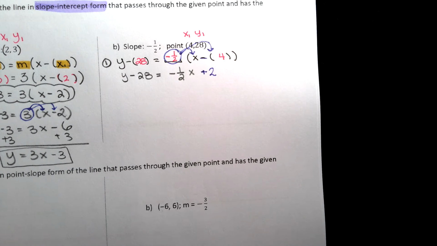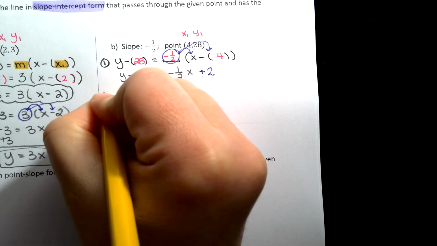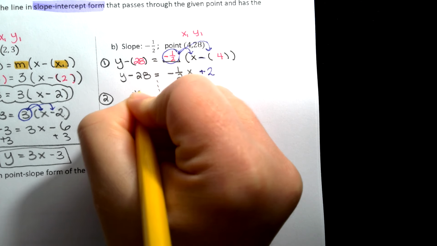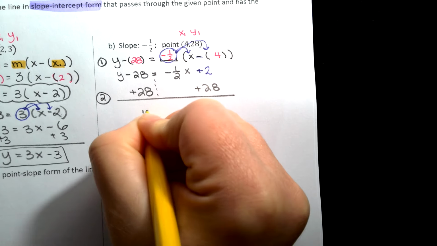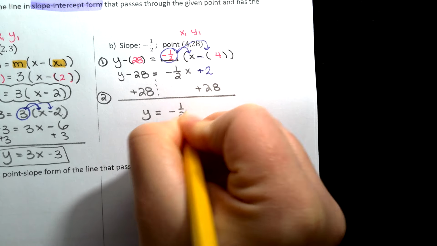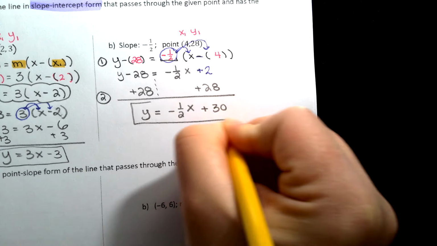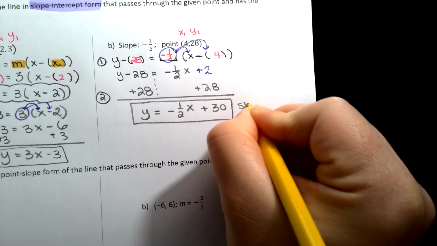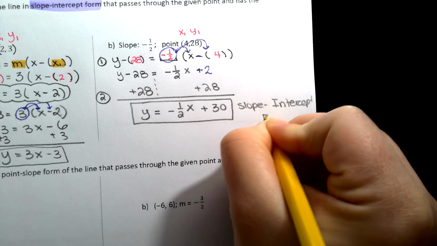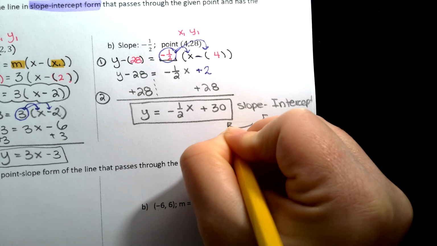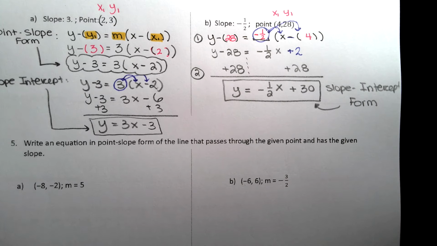Now that we have dealt with the fraction, yes, we still have a fraction, but watch what happens. My goal is to write it in slope-intercept form, so I'm going to add 28 to both sides, leaving me with y equals negative 1/2 x plus 30. And this is your slope-intercept form. So even though sometimes we have fractions, sometimes they just work out.